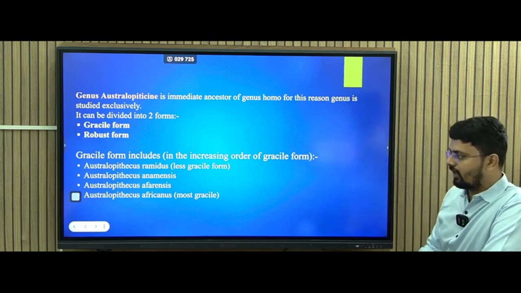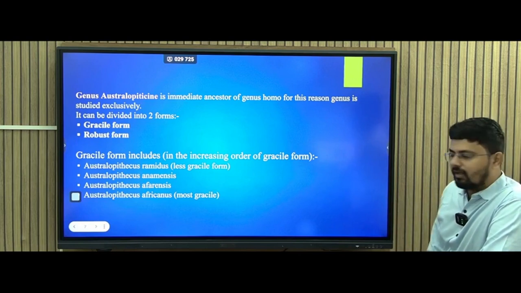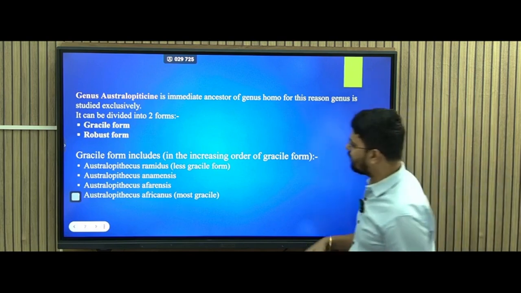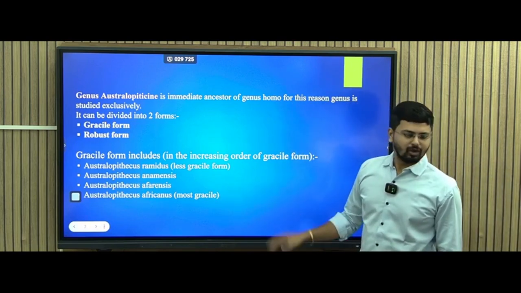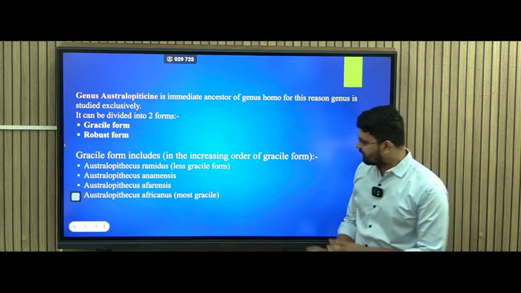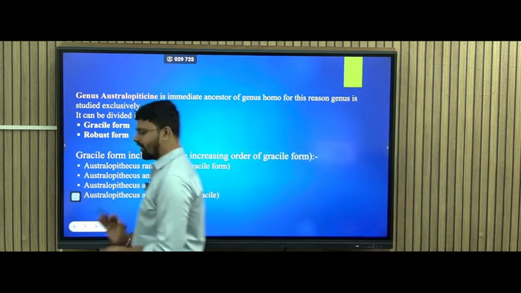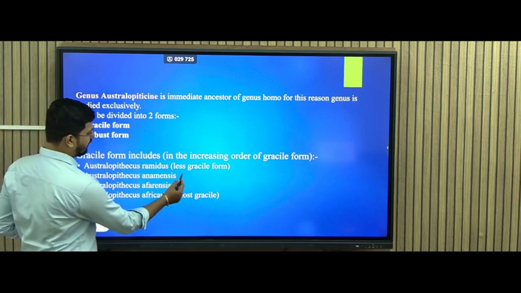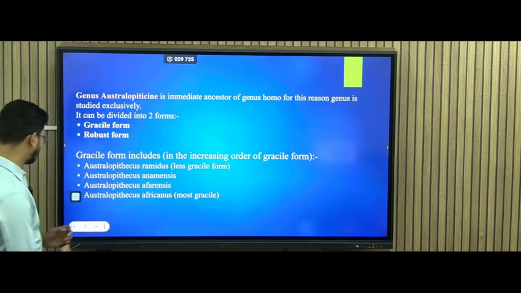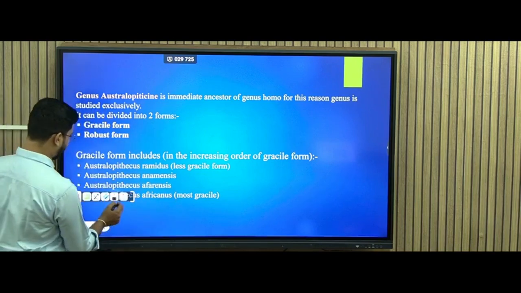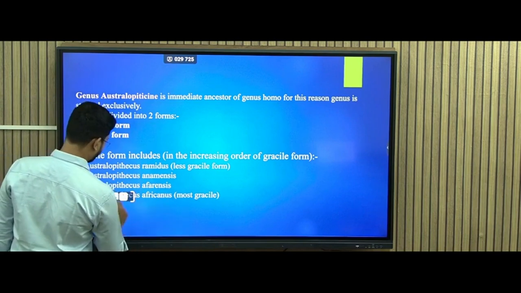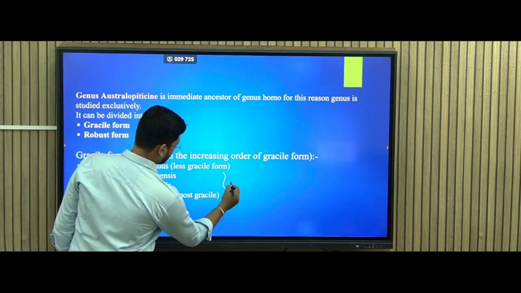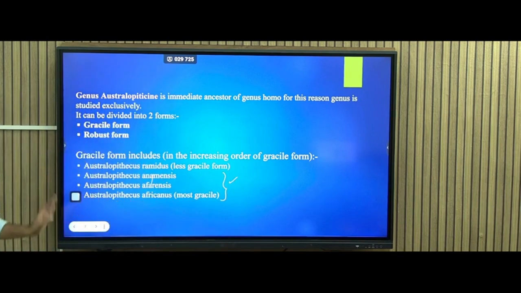That is the reason it is more explored, and it is divided into two, gracile and robustus, and gracile is further divided into different names. Okay, don't need to get into much of the details. Just remember it is Australopithecus afarensis, anamensis, africanus. So these three names, if you can remember, that is fine. If you can remember these three, that is decent enough.